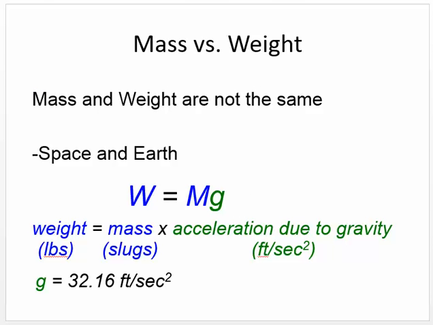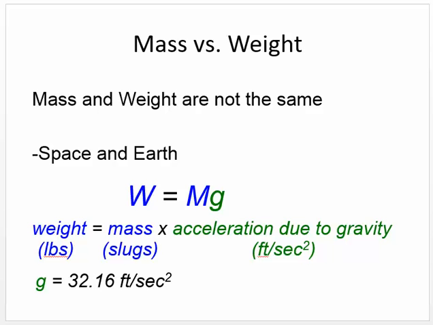Mass versus weight. Mass and weight are not the same. For example, space and Earth. All right. In space, you're not going to have any weight. Why? Because there's no gravity. But you're still going to have mass. All right, so what we find out here then is weight equals mass times acceleration due to gravity.